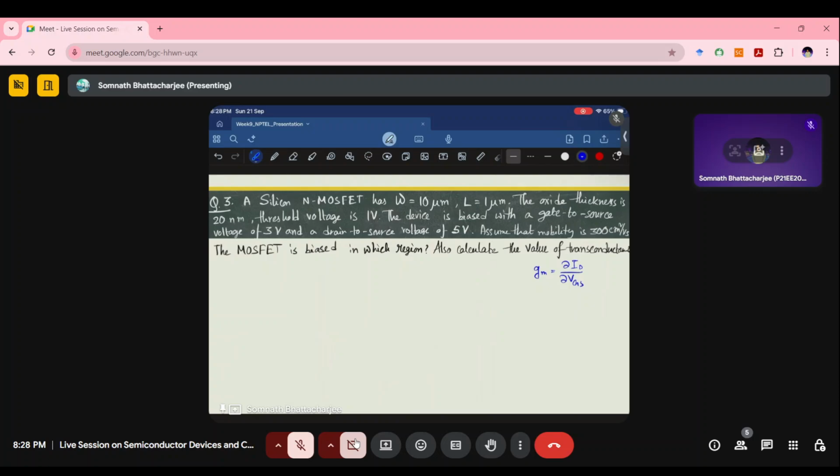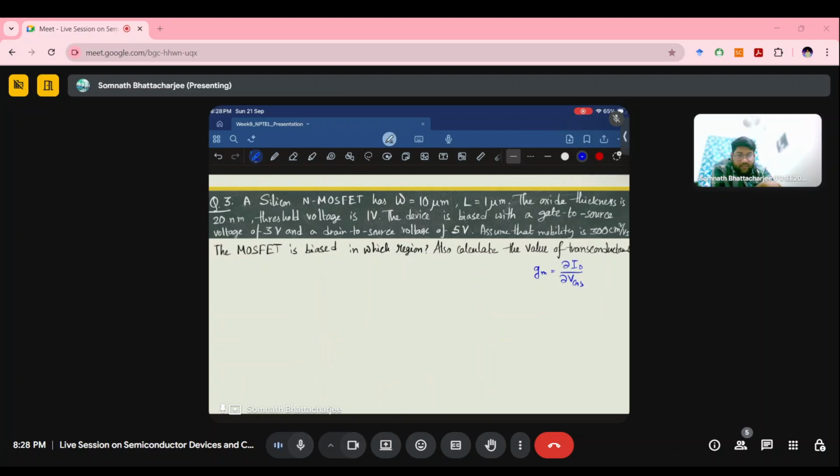So the region is saturation. Yeah, that's correct. How did you solve this? Because VDS is greater than VGS minus VTH. Exactly. VGS is 3 and VTH is 1, so 2. Yeah, perfect. And can you calculate this transconductance?